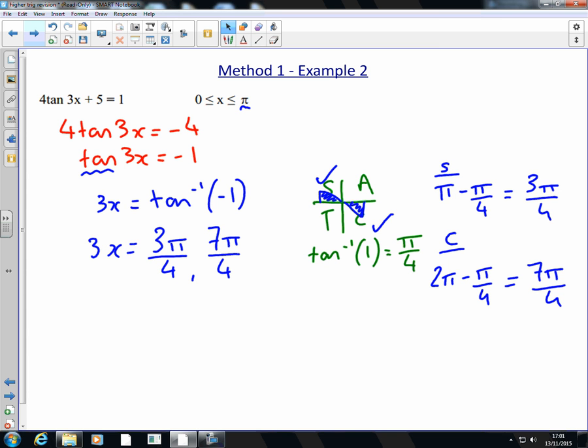Okay, now we're still working our way through. We've still got to get rid of that 3, so we'll divide everything by 3, which when you're working with radians is going to give you an extra factor of 3 down here in your denominator because you're dividing by a 3. So that will be 3 pi over 12. Okay, and 7 pi over 12.